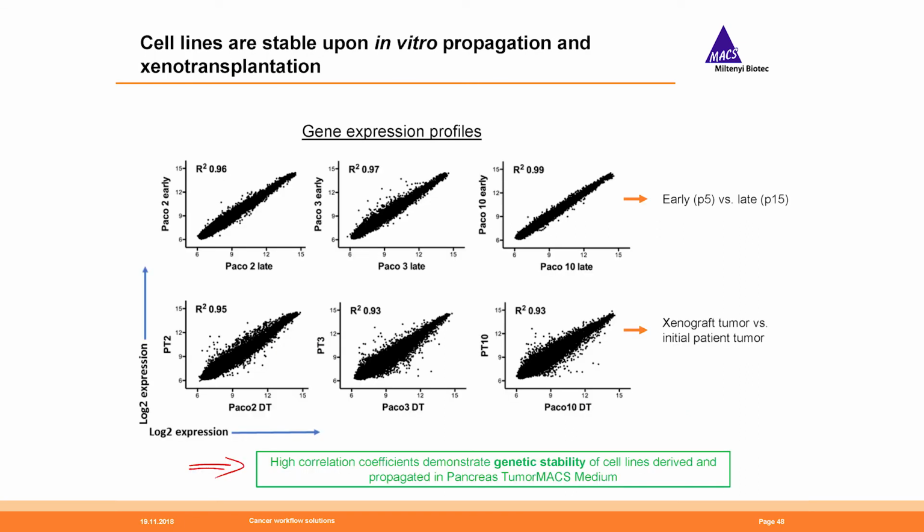Also, you might think that we only checked on a morphological level, but we also went to the genetic level. Does anything change on that level? And what you see here, we compared early passages to late passages, and for the correlation coefficient, the ideal is to have it on a line, and you can see that this nicely fits. Also, if you compare the xenograft tumor versus the initial patient tumor, we see again the correlation coefficient demonstrates that this is genetically stable. So therefore, we can also say that not only on the morphological side, but also on the genetic side, the tumors resemble the initial tumor that we had first in the beginning, coming from the patient directly.